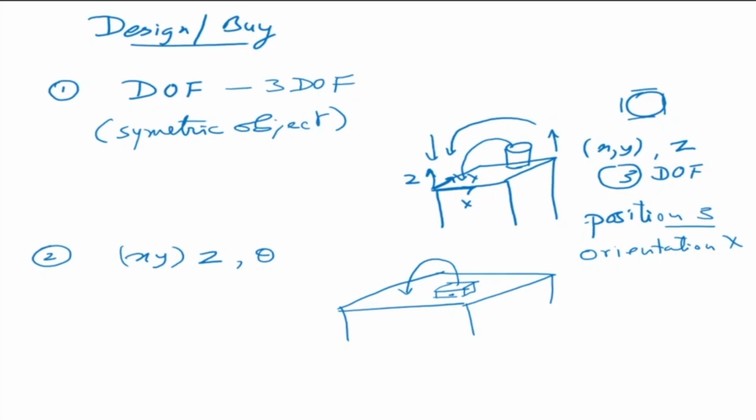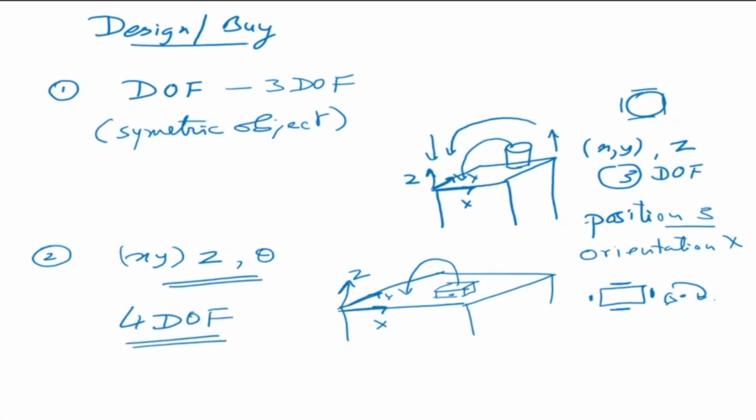It also depends on the shape of the object. In this particular case, we have our x, y, and z, and we have the orientation. This object from the top would look like this. Either you catch it like this, or you catch it like that, which means you need an orientation about this axis, or this axis. A rotation there. So that would mean 4 degrees of freedom. So for a symmetric object, 3 degrees of freedom. In general, 4 degrees of freedom is the minimum degrees of freedom required.